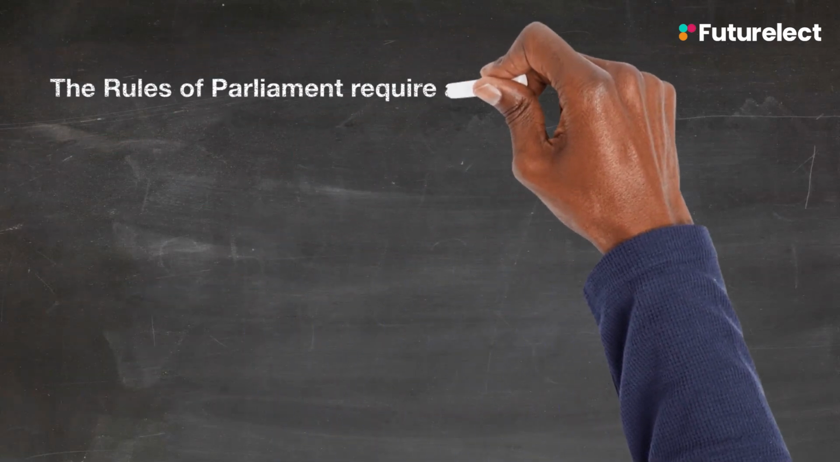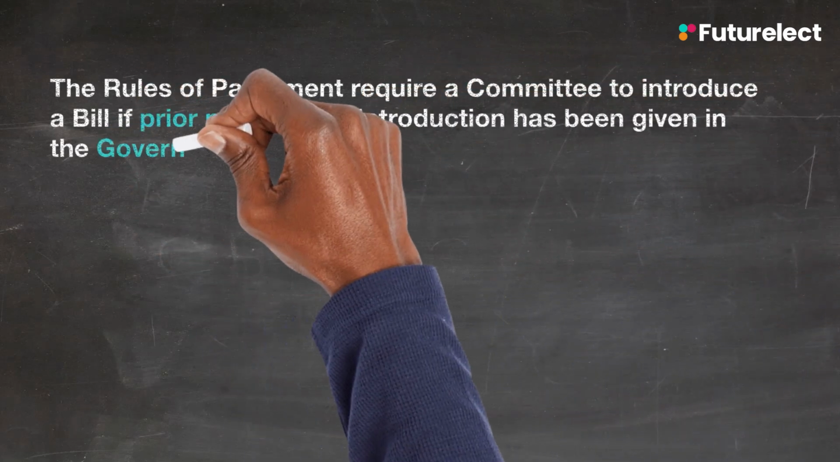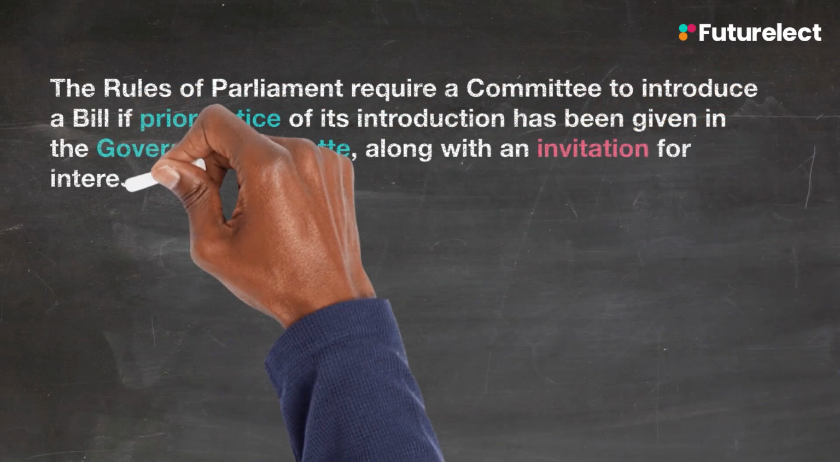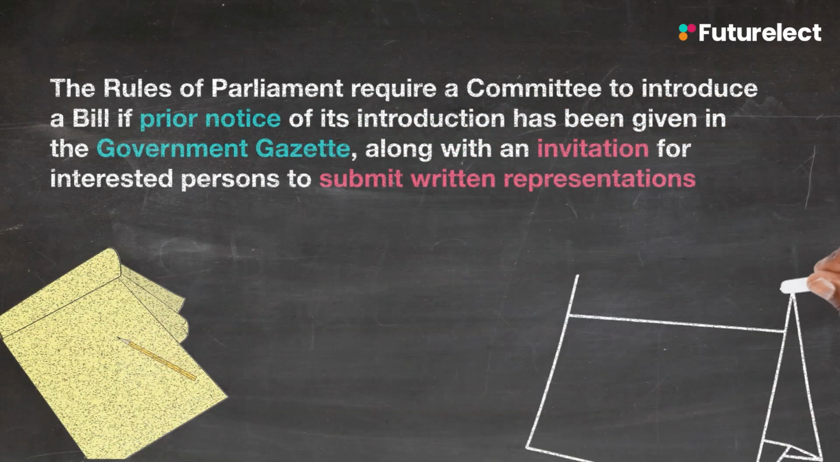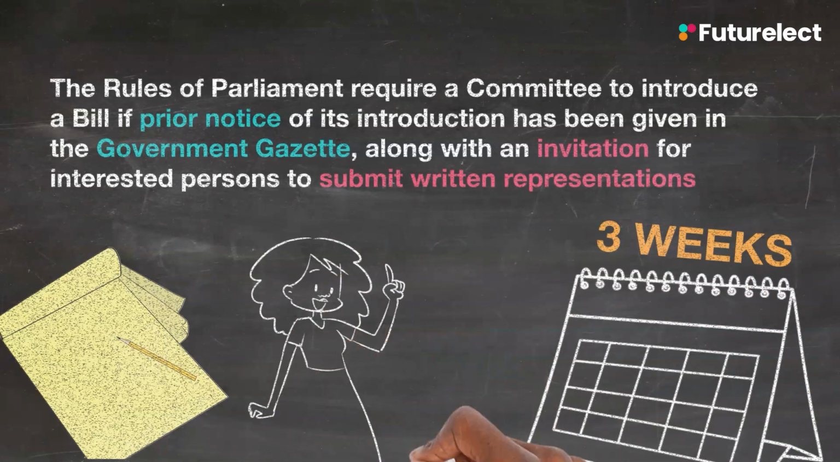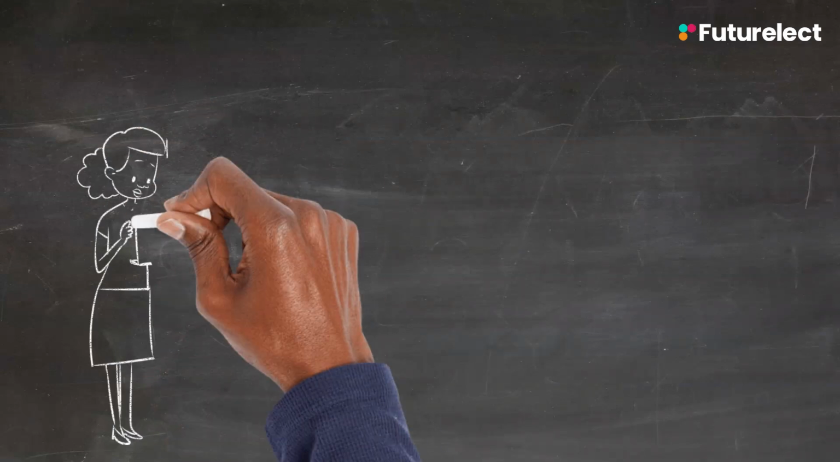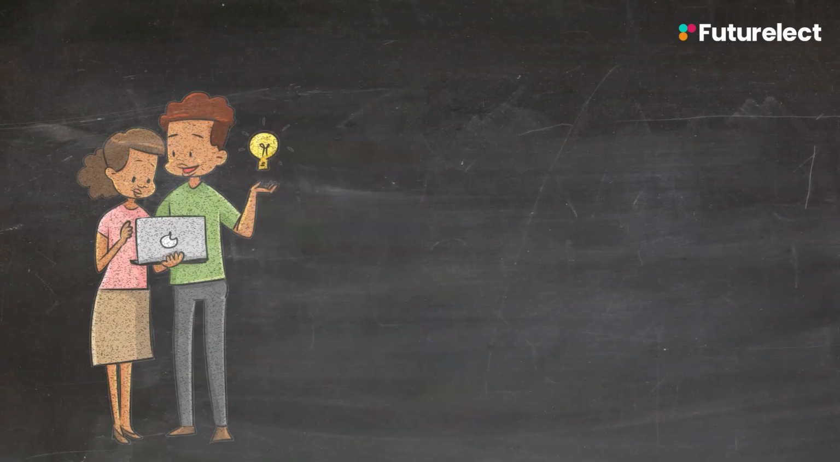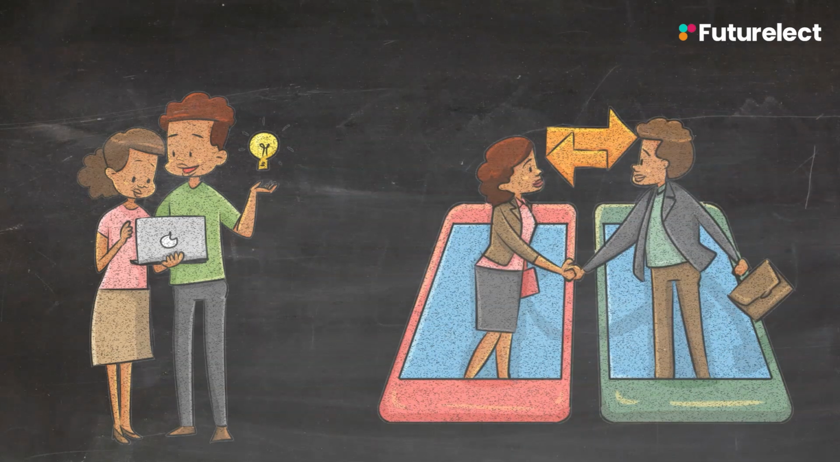classified for processing. In addition, the Rules of Parliament require a committee to introduce a bill if prior notice of its introduction has been given in the Government Gazette, along with an invitation to interested persons to submit written representations. Furthermore, the committee must give the public at least 3 weeks to make submissions. This process also ensures public participation, even if it is a committee that is drafting the bill. The committee must also discuss with the relevant government department and, in view of any comments received, adjust the draft law before introducing it into Parliament.